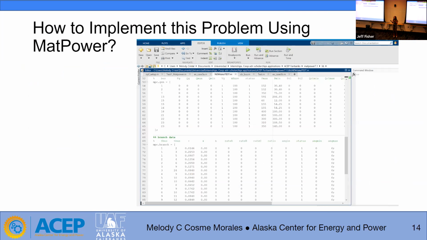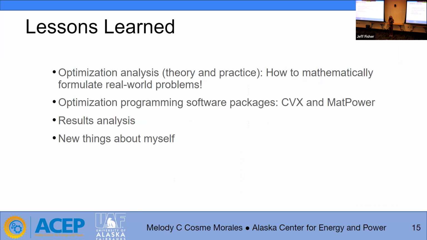So basically you can see how MATPOWER looks in MATLAB. It's basically MATLAB. And it's not finished yet, as I said, but this is the structure of the model and the progress. So, lessons learned.